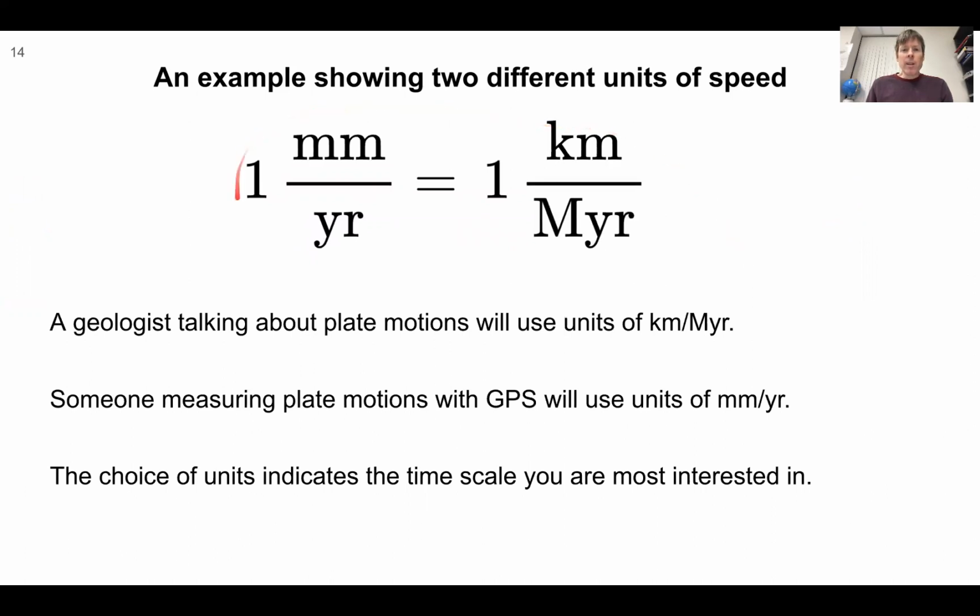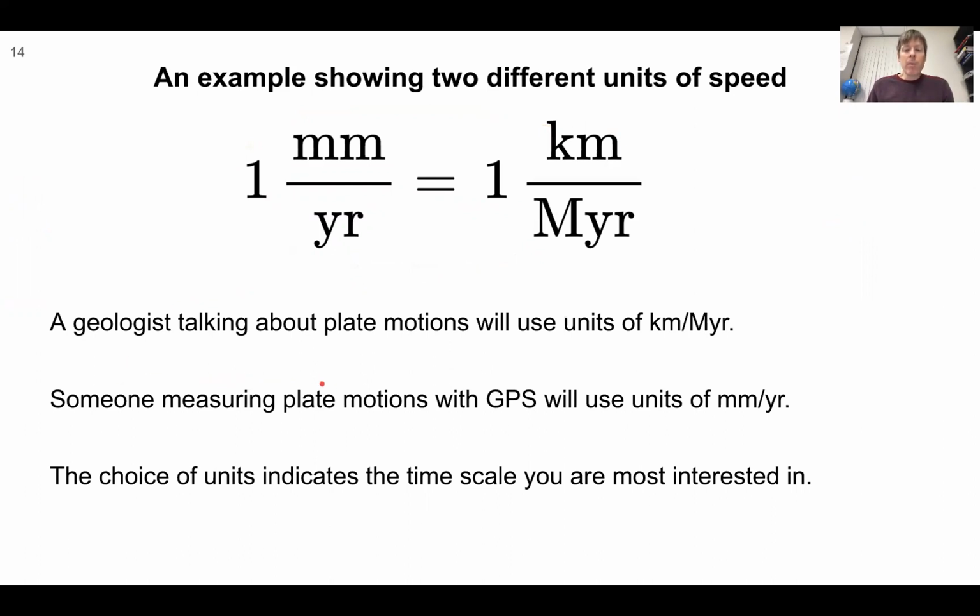So this is kind of a useful thing to remember, because you might imagine a geologist talking about plate motions will use units of kilometers per million years. She might be measuring, say, the age of rock samples collected from the seafloor that may differ by millions of years, and they may be kilometers apart, trying to say something about plate motion, for example.